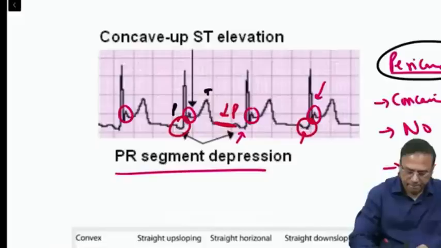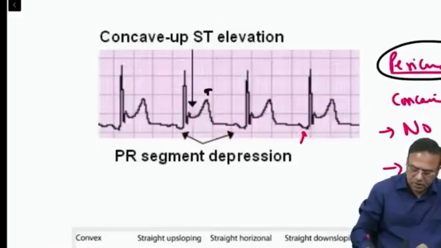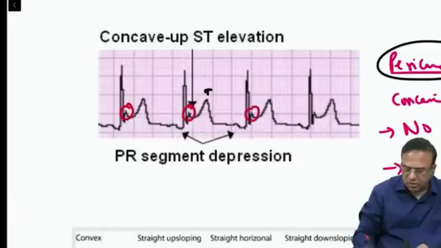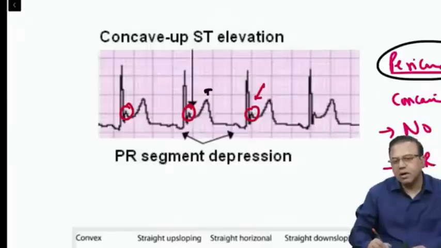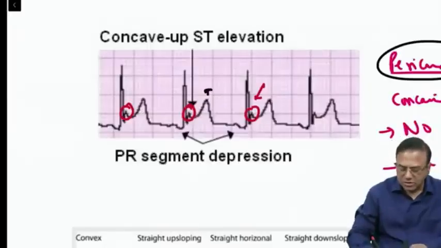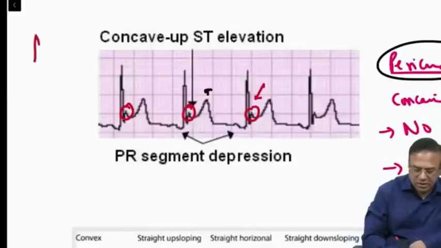And third, you can see that in this case, one small positive deflection is there. That is reassuring to us. It means that this is not MI, it is pericarditis. This is called saddle shape elevation. Okay, our saddle is like this.